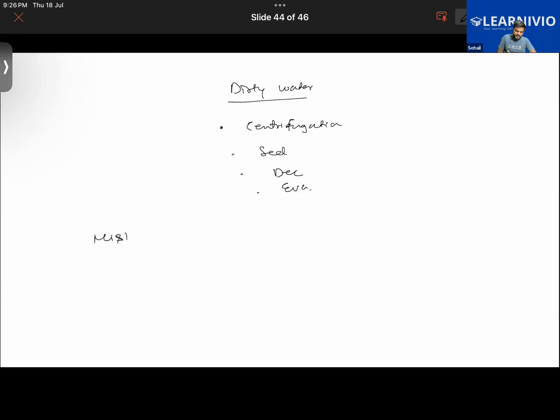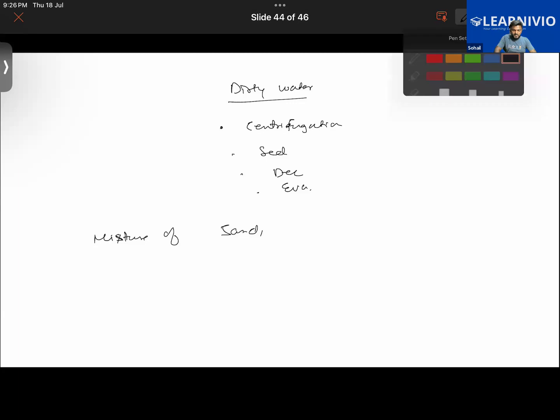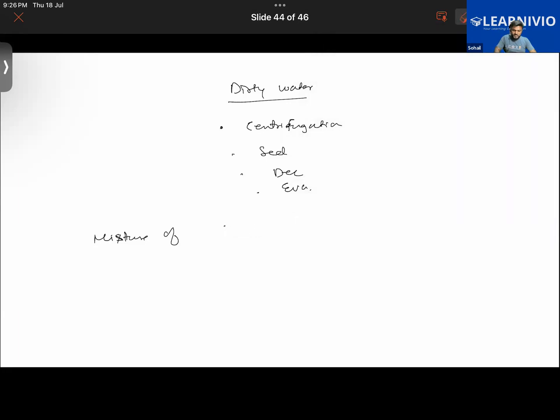Now do tell me, you have been provided with a mixture of sand. Let us take salt. So you are being provided with a mixture of salt, sand, then oil also, and water. So what are the components present in the mixture? Sand, salt, oil, and water.